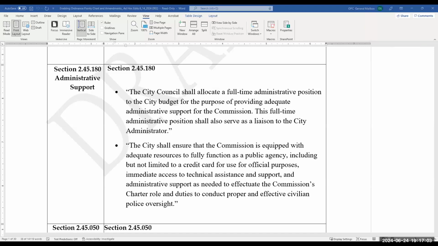to the city budget for the purpose of providing adequate administrative support for the commission. The city administrator shall assign. You're cutting out there, Micah. Okay.